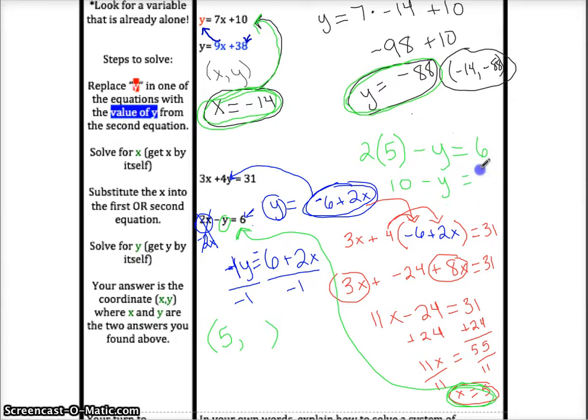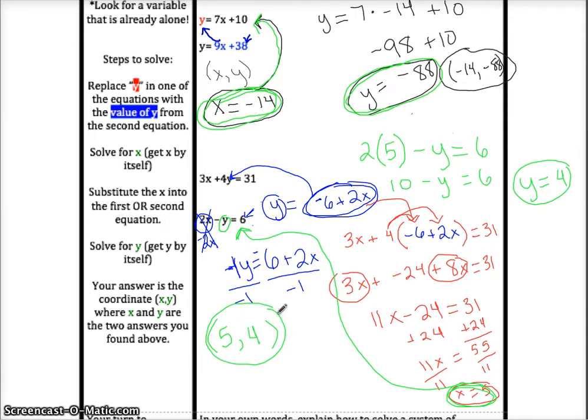Well, you can tell right here, 10 take away a number is going to be 6. What is that number going to be? It's going to be 4. If you can see that, you can just know that it's going to be 4. If you need to solve it out, you can go ahead and solve it. But you can do 10 take away 4 is 6. Okay, so y equals 4. So my coordinate 5, 4 is my answer to this problem.